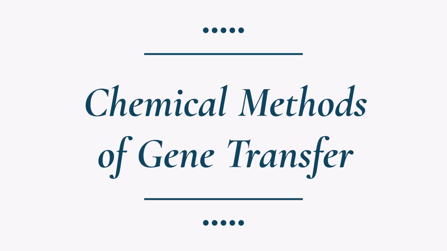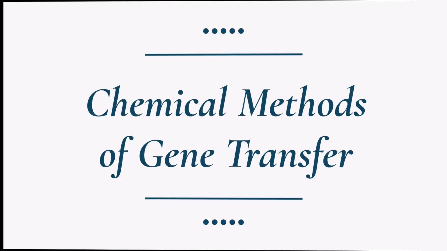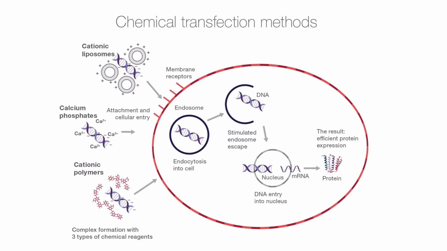Now let's move into the chemical methods of gene transfer. These are the major chemical methods: cationic liposomes, calcium phosphate, and cationic polymer. We will see different types of chemical methods, and even more. Only 3 are mentioned here.